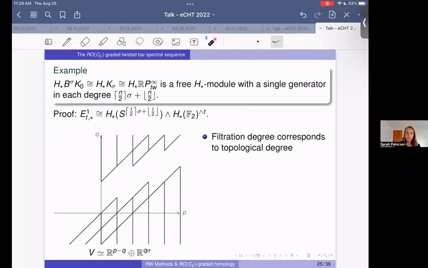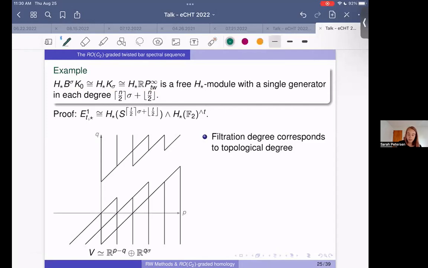So one such example is in computing the homology of B sigma of K0, which is K sigma, which is the same thing as twisted RP infinity. So this is the space of lines through an infinite number of copies of the regular representation.